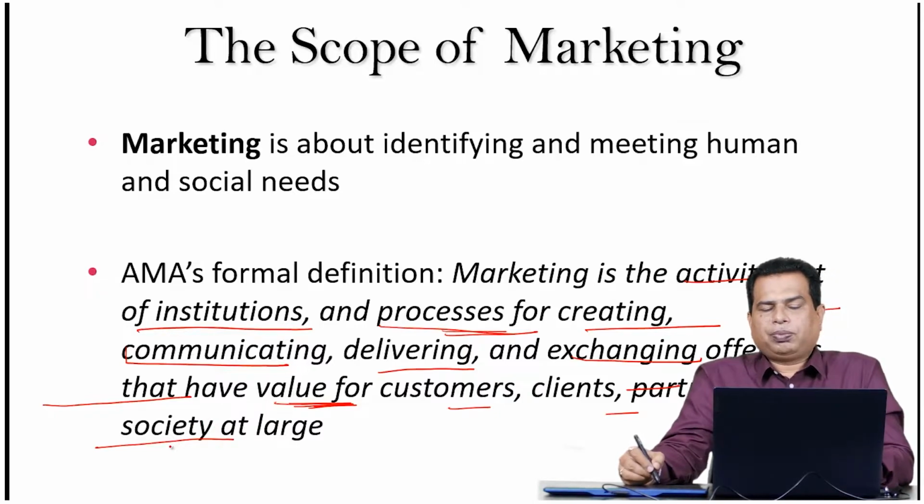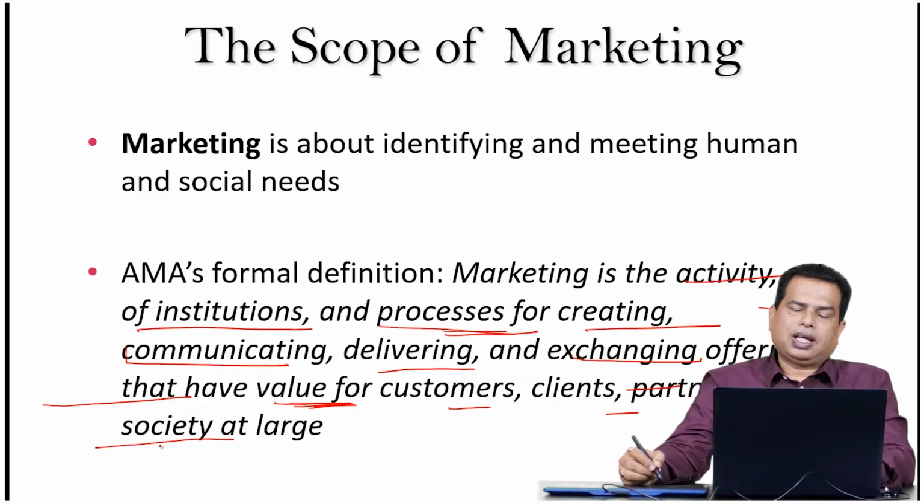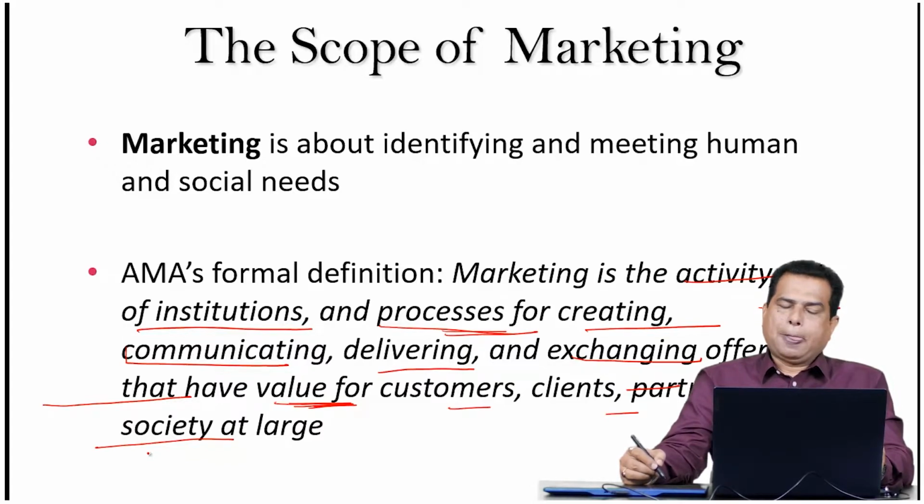So these are some of the important words in the definition that must be remembered by the student. First of all, it is an activity. Activity means it is going to be performed. It should happen. Then it is a set of institutions. Many institutions are involved in these activities. It is not the case that only one institution is responsible for performing these marketing activities. It is a set of institutions that are going to be involved.